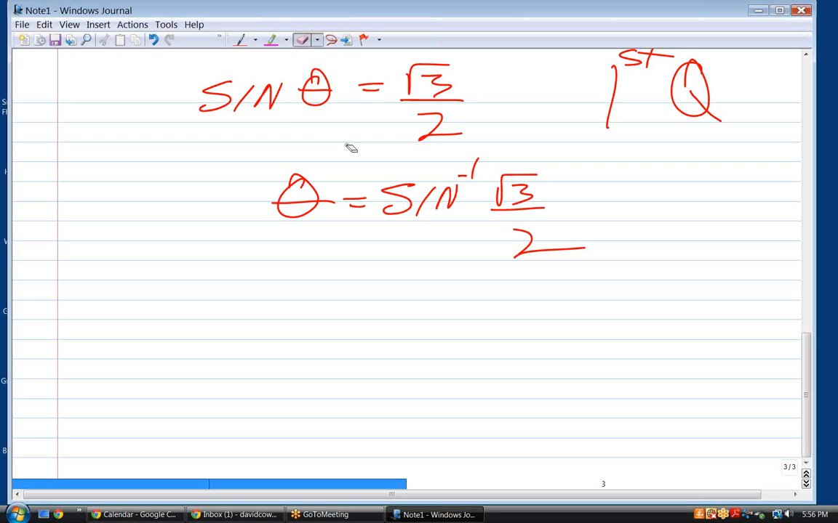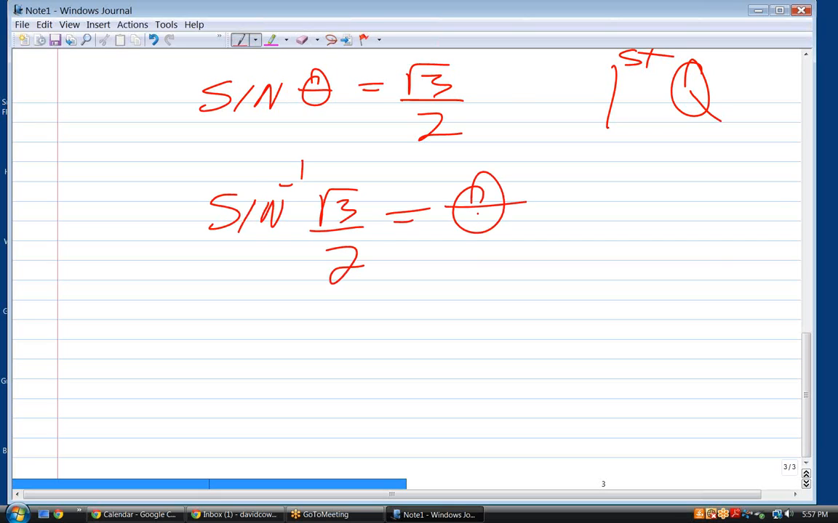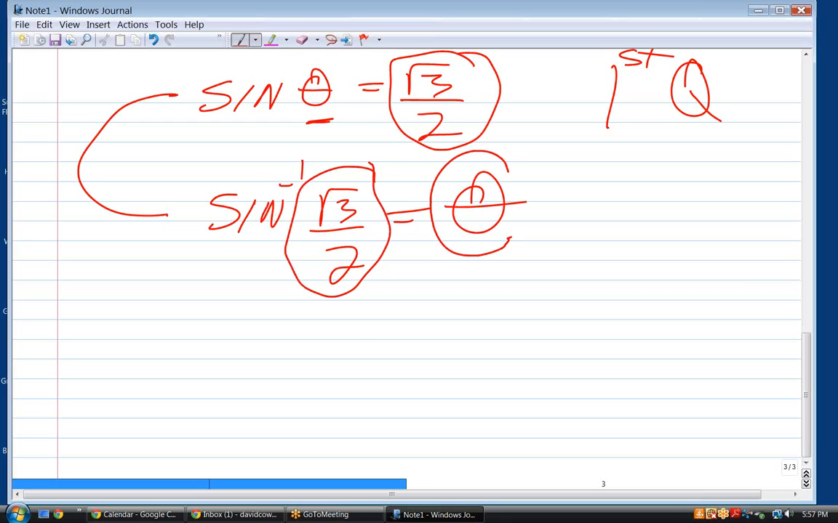And I don't know if inverse trig functions are going to be on the ACT or not either. But basically, the sine of theta equals square root of 3 over 2 only if the inverse sine of square root of 3 over 2 equals theta. In other words, these two mean the same thing by definition. Here we're taking the sine of an angle and getting a number. Here we're taking the inverse sine of the number and coming up with the angle.